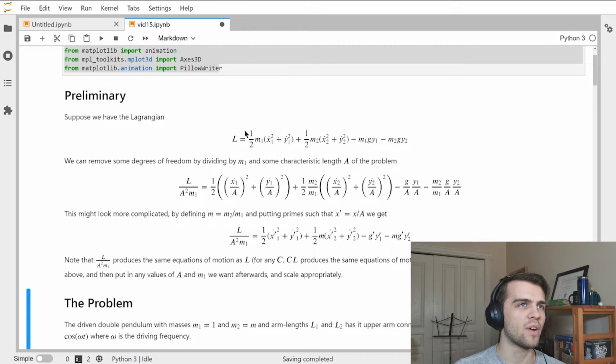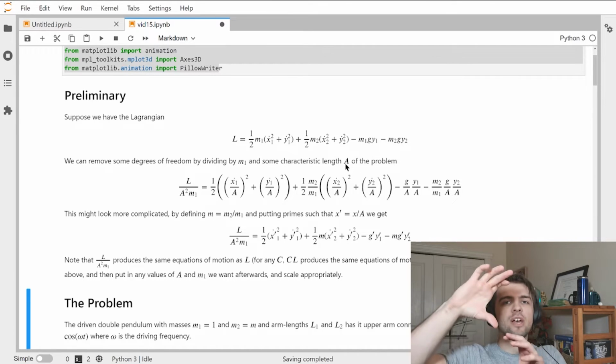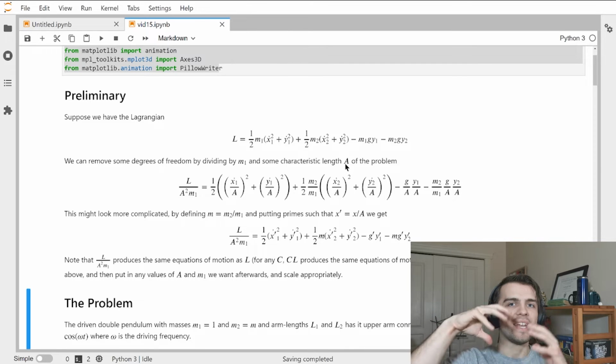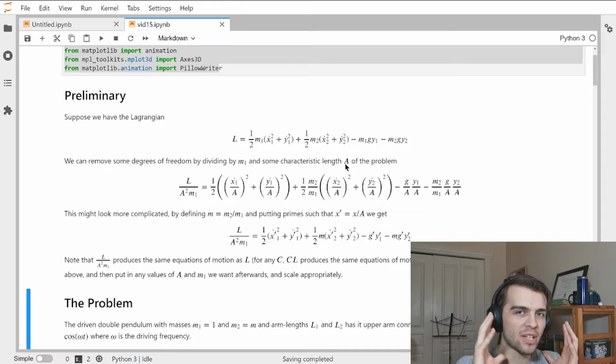So what I can do is divide this whole equation by M1, and I'm also going to divide it by a characteristic length A for this problem. And so A, for example, could be the length of one of the pendulum arms. Now in this case, A is going to be the amplitude of the motor, but I don't have to define it yet. I'm just dividing by this characteristic length A. So now I have L divided by A squared M1.